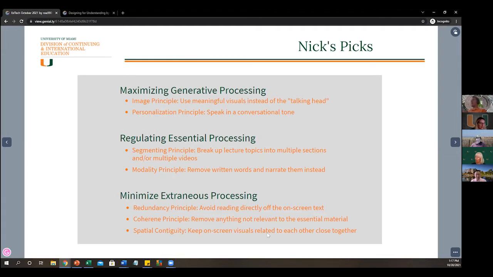But do we have any questions at this time as it relates to the multimedia principles before we talk about, I'm sure what you really want to hear is the scripts and how to prepare for your lecture videos.